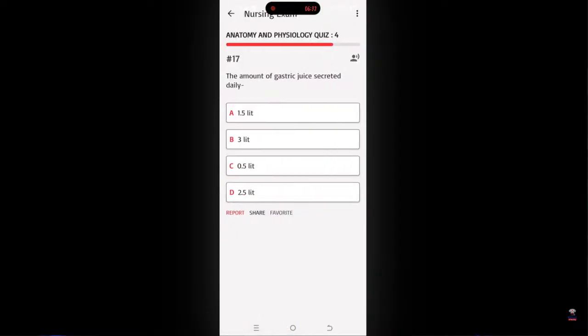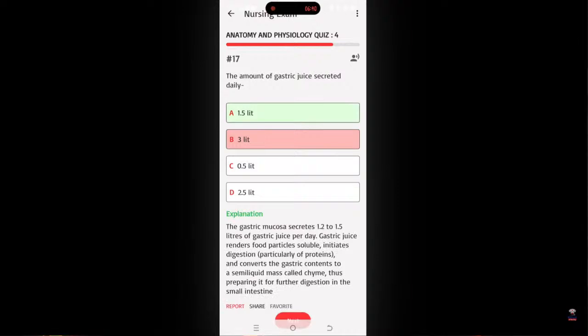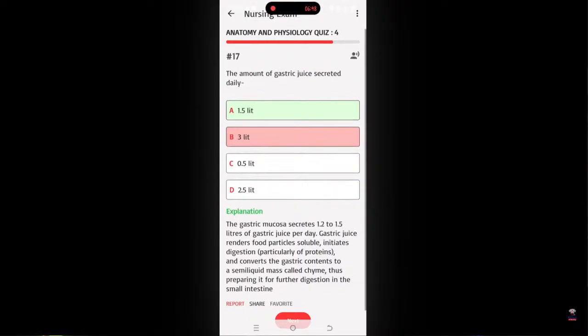A. 1.5 lit. B. 3 lit. C. 0.5 lit. D. No. Correct answer is A. The gastric mucosa secretes 1.2 to 1.5 liters of gastric juice per day. Gastric juice renders food particles soluble, initiates digestion particularly of proteins, and converts the gastric contents to a semi-liquid mass called chyme, thus preparing it for further digestion in the small intestine.